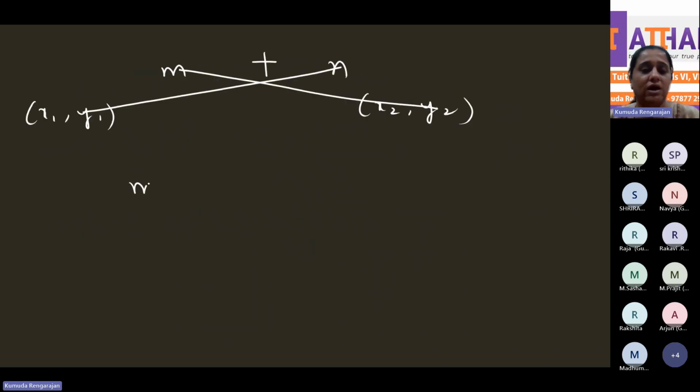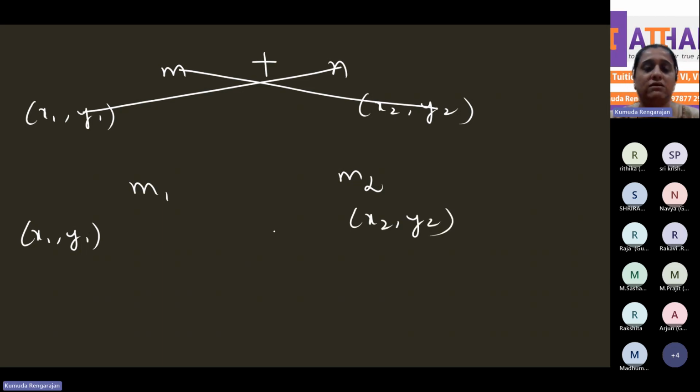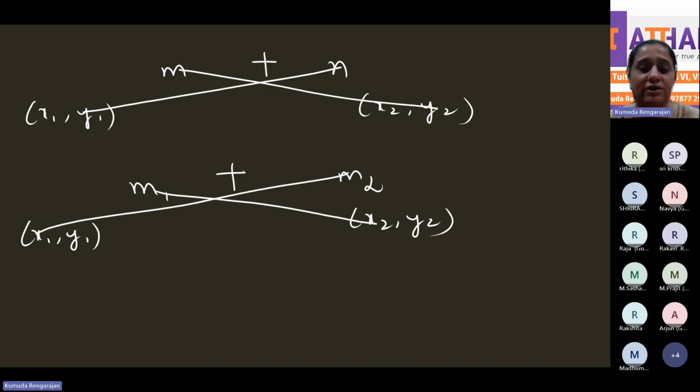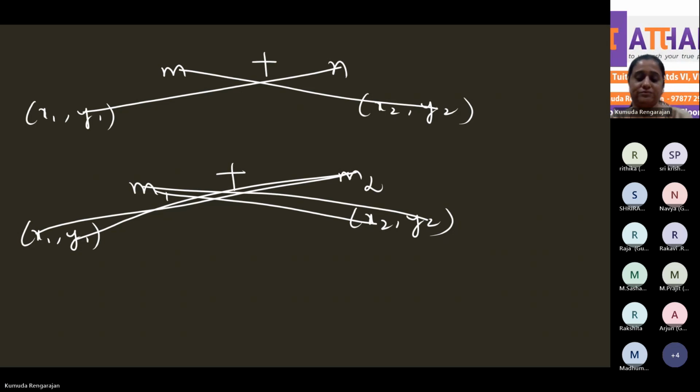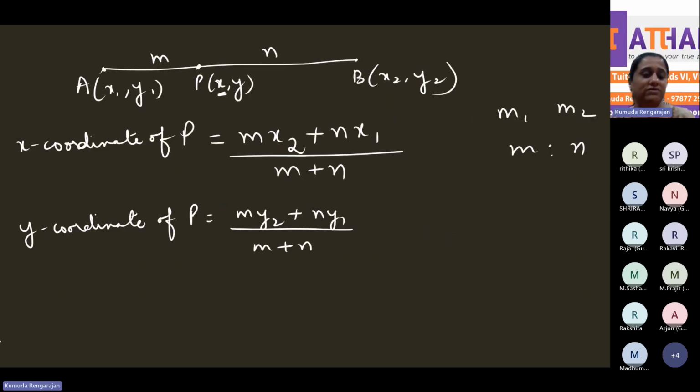If your school is using m1, m2, then x1, comma y1, x2, comma y2. Then the formula to find the x coordinate of P will be m1 x2 plus m2 x1 by m1 plus m2. The y coordinate of P is m1 y2 plus m2 y1 by m1 plus m2. Please write down.